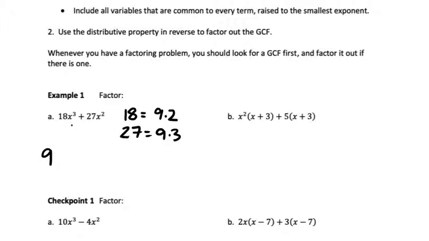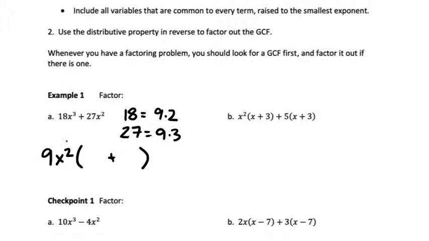And then for the variables, I see that both terms have x, and so that tells me there's going to be some x's in the GCF. And I want to take the smallest exponent. So we have x to the third and x squared. That tells me that I can take out x squared because 2 is smaller than 3. Now I'm going to set up my parentheses. I have 2 terms in my original polynomial, and so I'm going to have 2 terms separated by a plus sign in my answer.